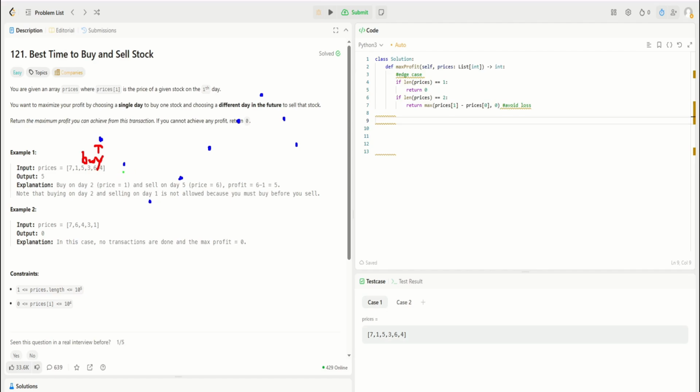So if we go through here and then sell it, then we are literally losing money, right? And if we go here, we are still losing money. If we go here, we're still losing money, until we sell it here, and then we can make money, right? If we buy here and sell it here, we can make money.